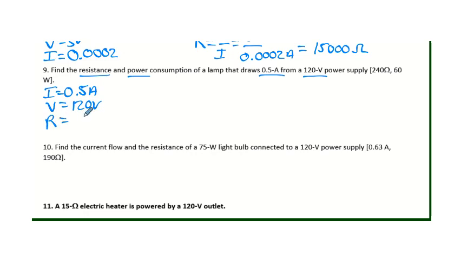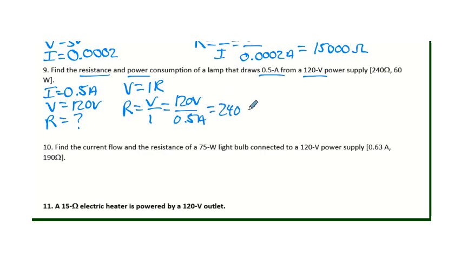We're looking for resistance. So that's simply Ohm's law, V equals IR. And we're looking for R, V over I, 120 volts divided by 0.5 amps. So that's going to be 240 ohms.